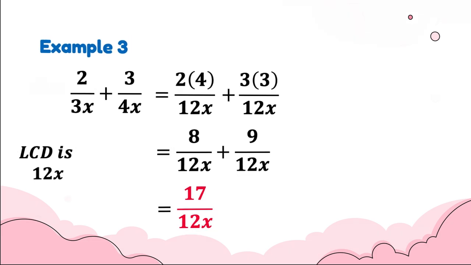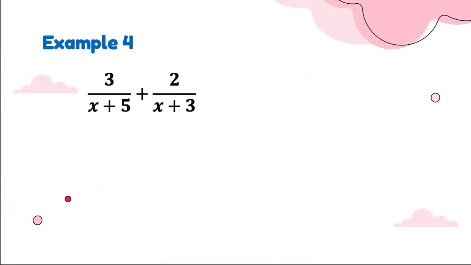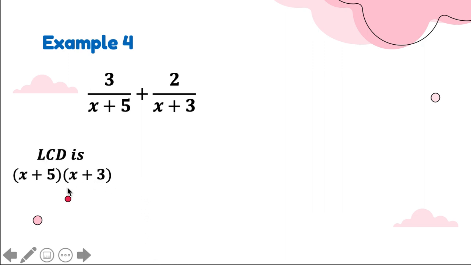Next, for our fourth example, 3 over x plus 5 plus 2 over x plus 3. We have unlike denominators again. To get the LCD, the LCD will simply be the product of x plus 5 and x plus 3. It is the same as getting the LCD of two prime numbers.